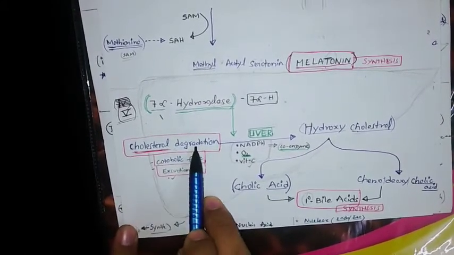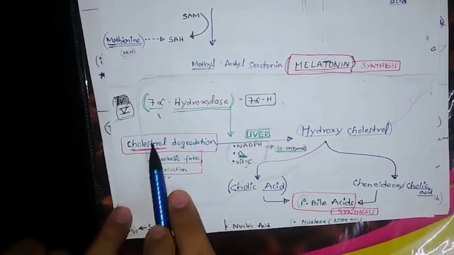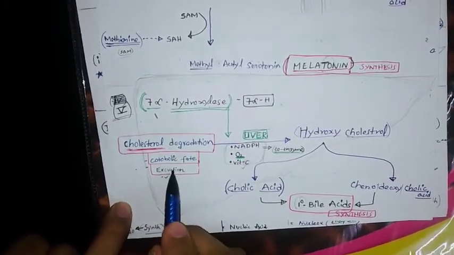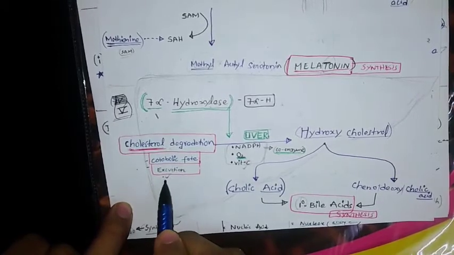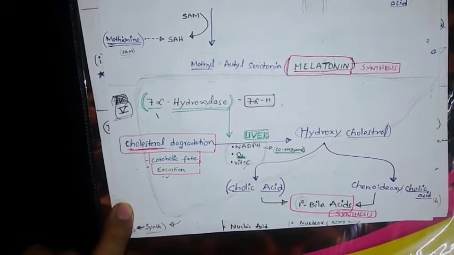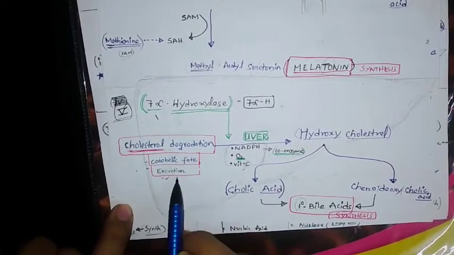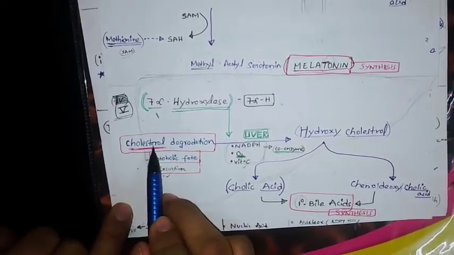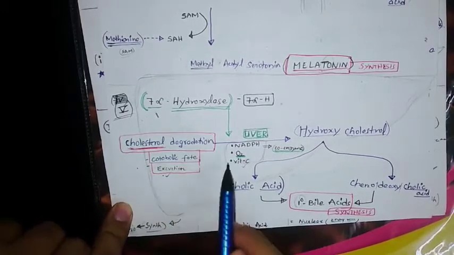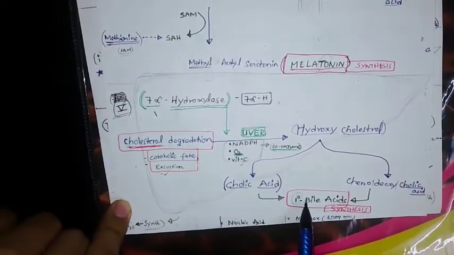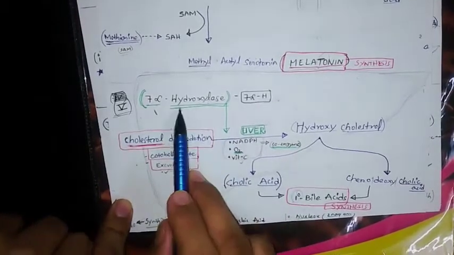What is meant by degradation? It is the catabolic fate. So cholesterol catabolic fate or degradation, we can also call it excretion. Remember this. Cholesterol degradation is nothing but excretion of cholesterol. In our body, cholesterol is excreted by the liver in the form of primary bile acids. In this way you can understand the concept by this reaction.